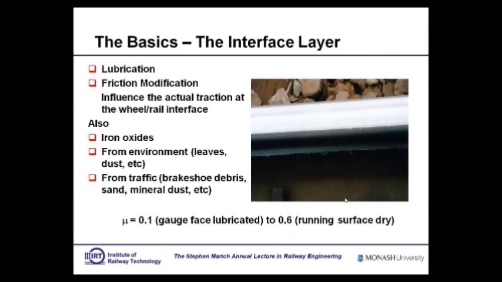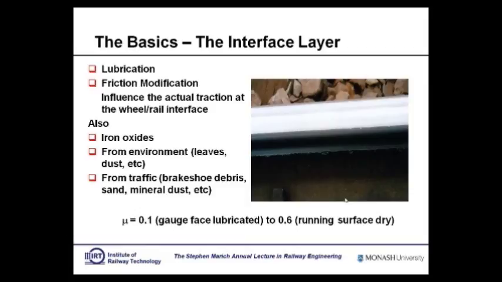What happens at the interface layer as well, you have to think about it. It's not only the wheel and rail, but you also are introducing a third body in there most of the time, either on purpose or not so much on purpose. You have lubrication that is introduced in many instances in curved track to reduce the wear.